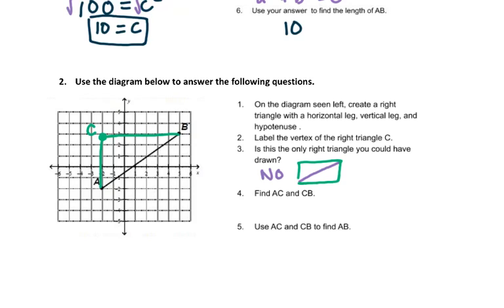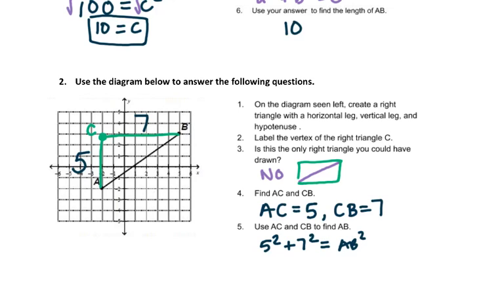So find your two leg lengths. These we can just count since they go with the grid. So 1, 2, 3, 4, 5. And then 1, 2, 3, 4, 5, 6, 7. Awesome. So AC equals 5, CB equals 7. And then use that to find the length of AB. So we're going to have 5 squared plus 7 squared equals AB squared. So 25 plus 49.